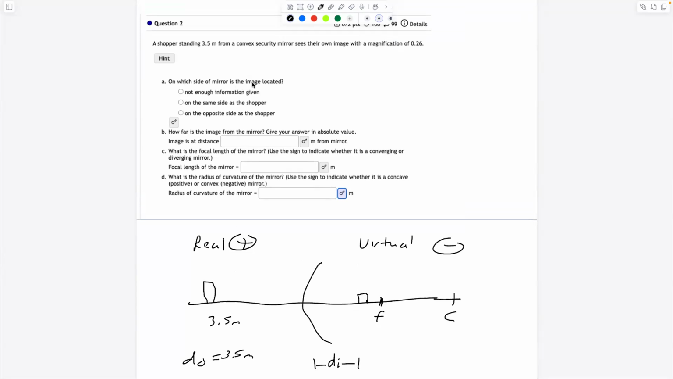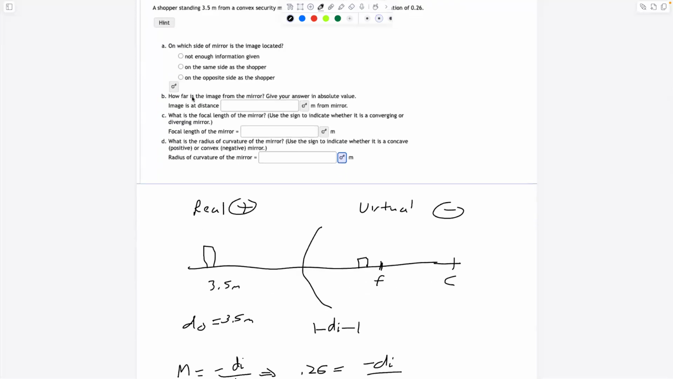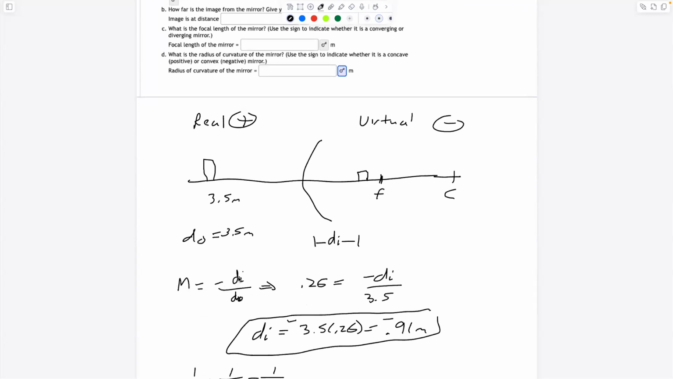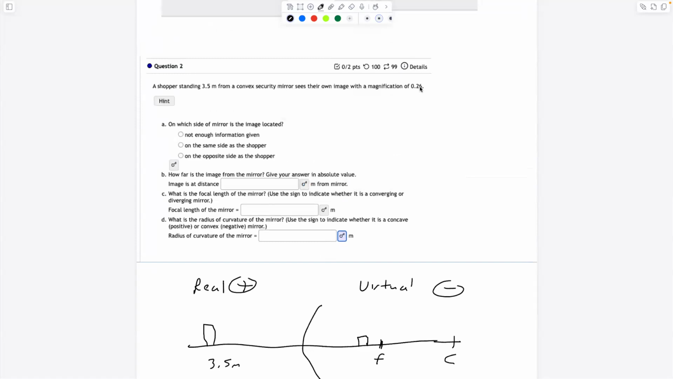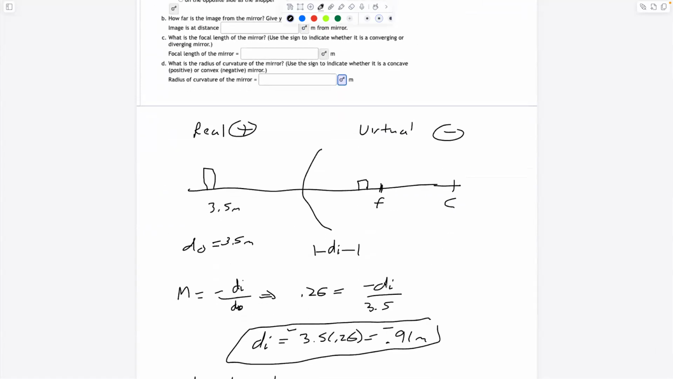So on which side is the image located? On the opposite side. Okay, now we want to know how far is the image. That's DI. Well, the magnification is the opposite of DI over DO, and the magnification was 0.26. That was given in the problem. So that should be the opposite of DI over 3.5. So when we multiply over and bring the negative over, we get a DI, a distance to the image of negative 0.91 meters. It's negative because it's on the opposite side. This is the negative side.